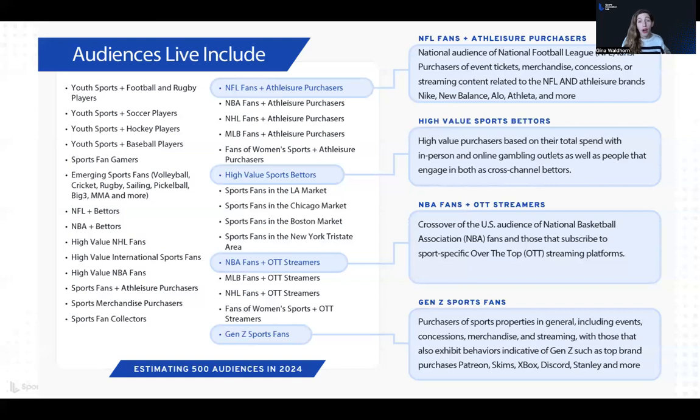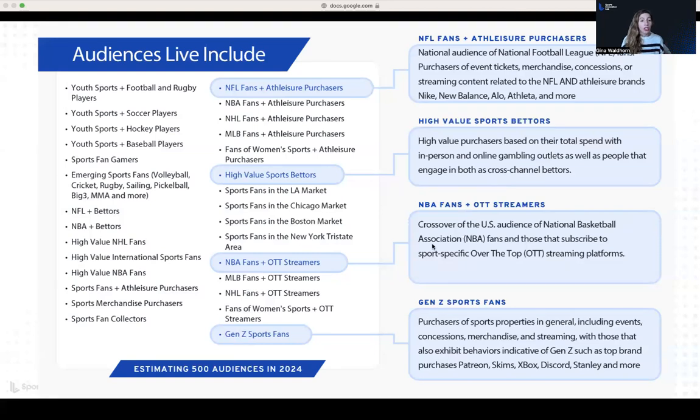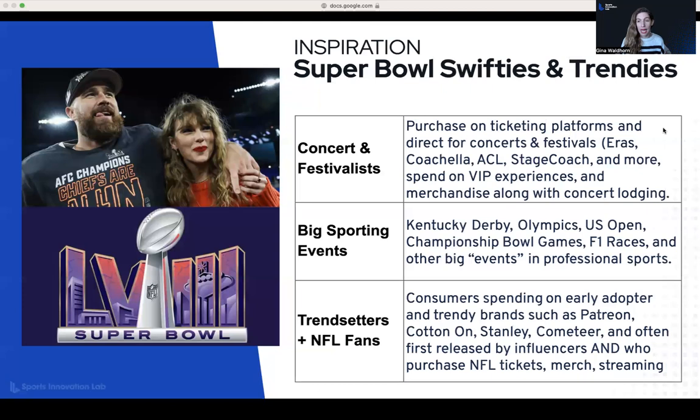We have over 30 audiences that can be bought off the shelf today, from our youth sports audiences, which are then customized to youth sports soccer, youth sports hockey, to sports fan gamers who are gaming on Xbox or PlayStation, to fans of NFL or women's sports who also purchase athleisure wear from Nike or New Balance or Athleta, to geographic fan markets, OTT streamers. These are all available to be purchased off the shelf today.